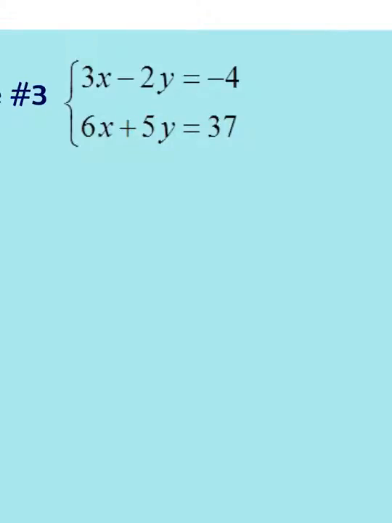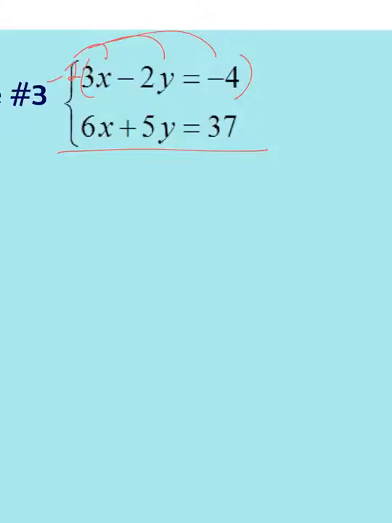Since it's more work to get rid of the y's, because I have to multiply 2 equations by something, than it is to get rid of the x's, I only have to multiply this equation. I'm going to get rid of the x's. So I'm going to multiply this entire equation by negative 2 so that I get a negative 6. And I'm going to multiply it all the way through.